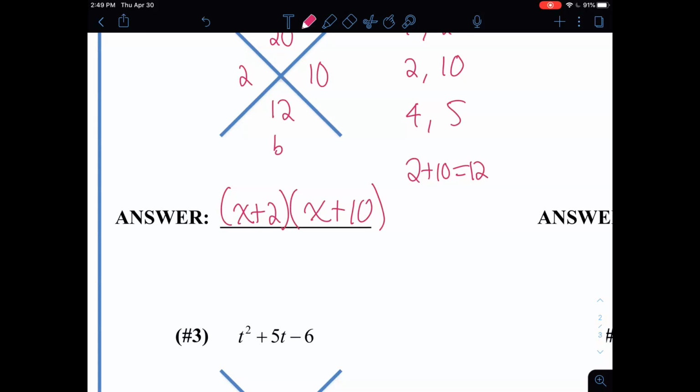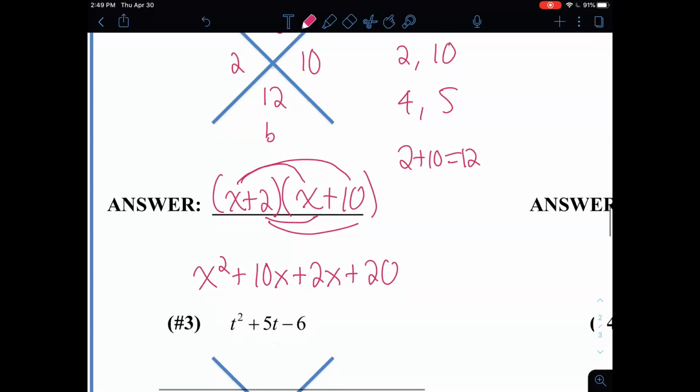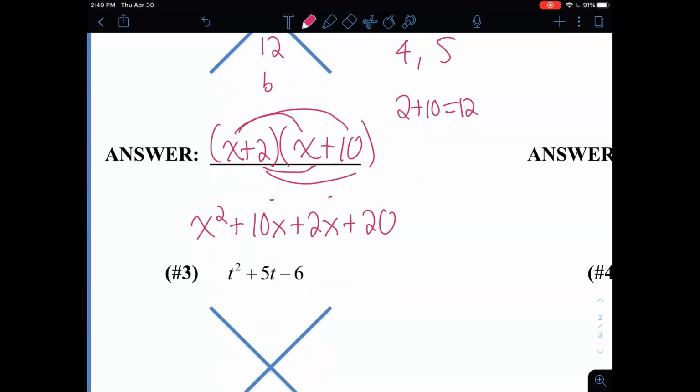Okay, now don't write this down real quick. I'm going to show you what we're doing here, why this is important. Okay, I'm going to FOIL this real quick. So we get x squared. X times x is x squared. X times 10 is 10x. 2 times x is 2x. And 2 times 10 is 20. And if we combine like terms, these are the like terms here. We got x squared plus 12x plus 20. Do you see how we got the same exact answer?